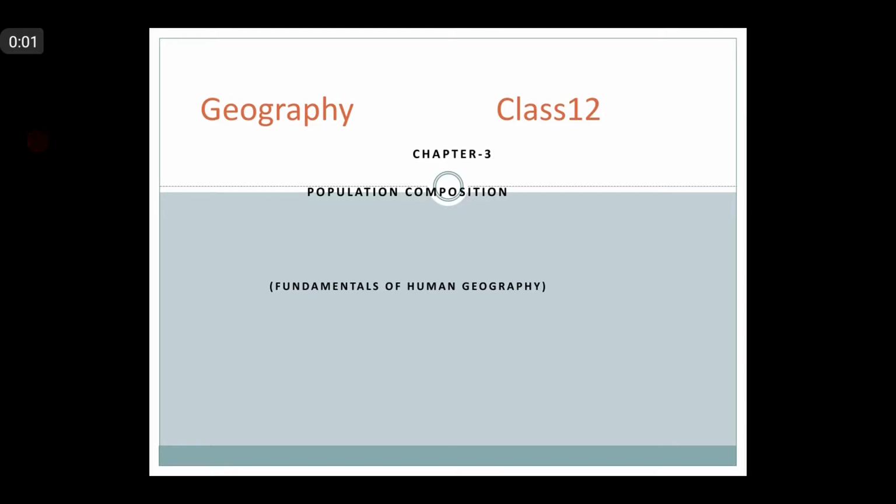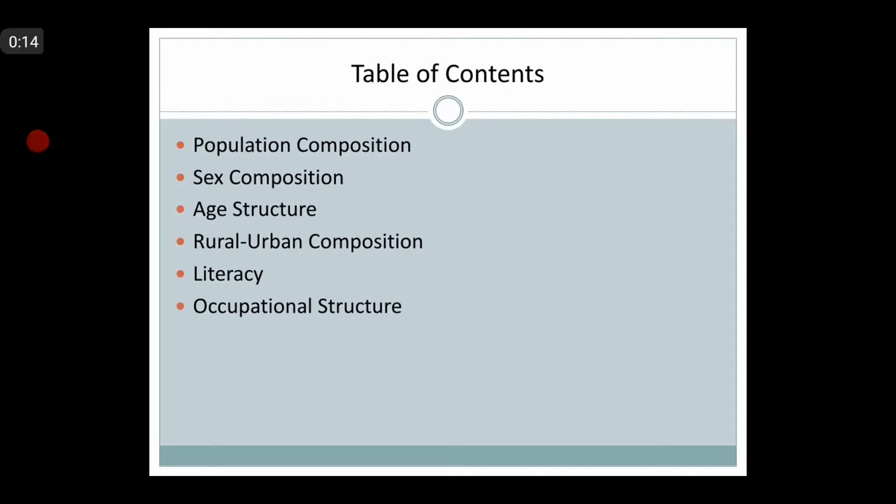Good morning, everyone. Let us continue the same chapter, chapter number 3, Population Composition, class 12 Geography, from the book Fundamentals of Human Geography. So far, we have discussed population composition and sex composition. Today, we'll discuss age structure.